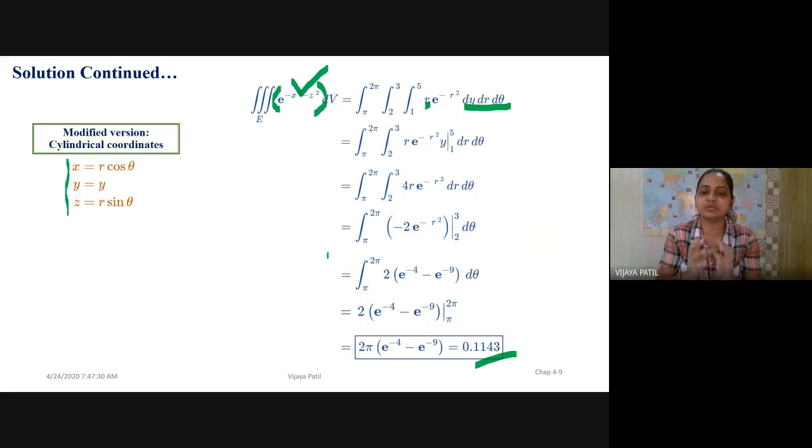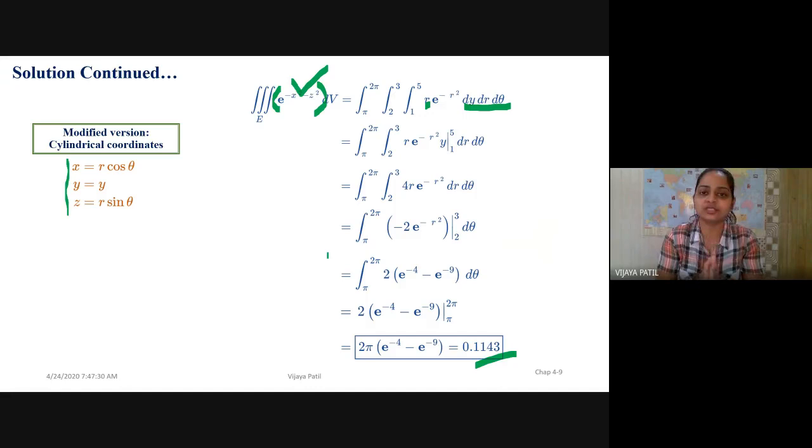So this is about the cylindrical coordinates, finding out triple integrals using cylindrical coordinates. Most of the time we will be dealing with cylindrical coordinates whenever we have a circle and cylinder kind of combination. That time we'll be going for the cylindrical coordinate system.